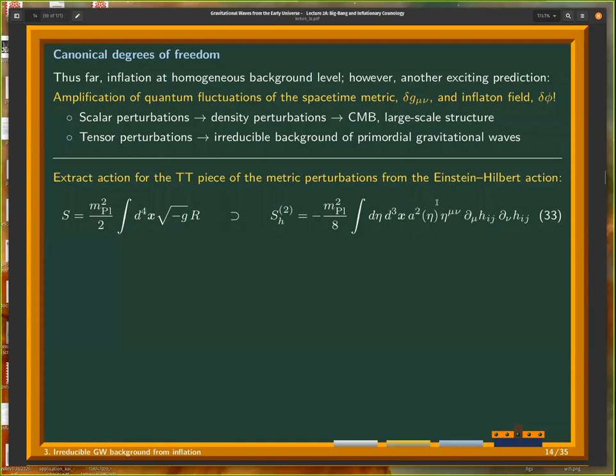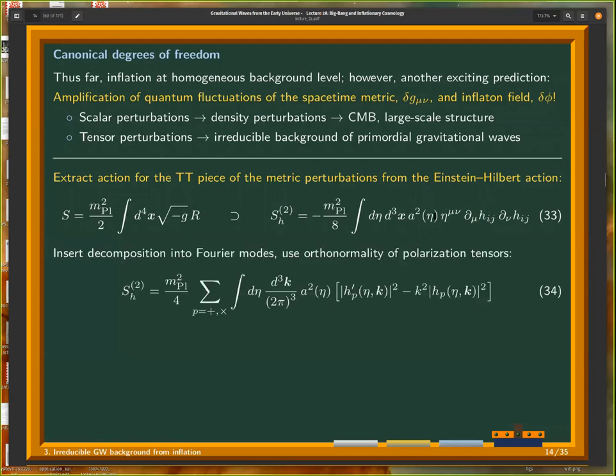So where we have our h_ij's again. All right. As before, I want to decompose this into Fourier modes. As we've seen before, I can use the orthonormality relation for my polarization tensors. You can do this exercise yourself if you like, but then you can rewrite this equation for the action like this, where we now have a momentum integral inside the action instead of an integral over position space. All right.